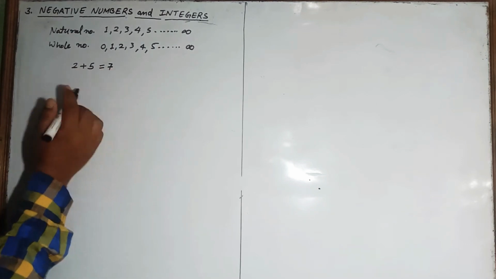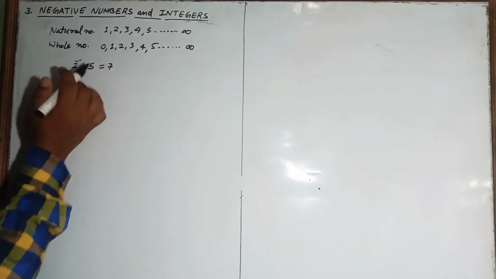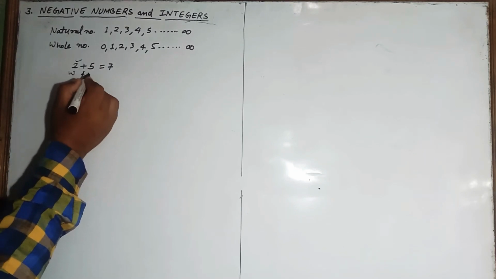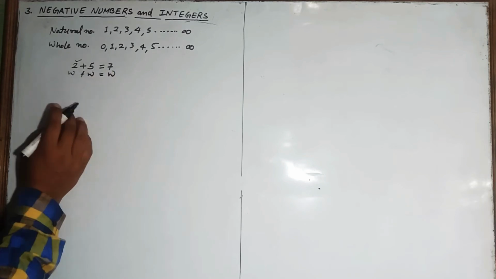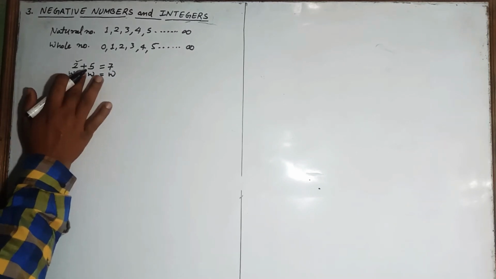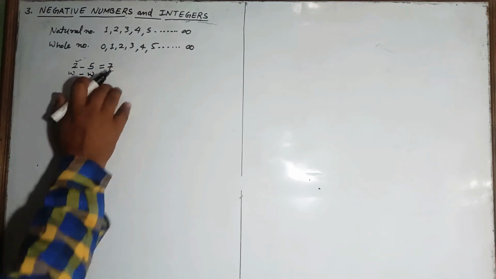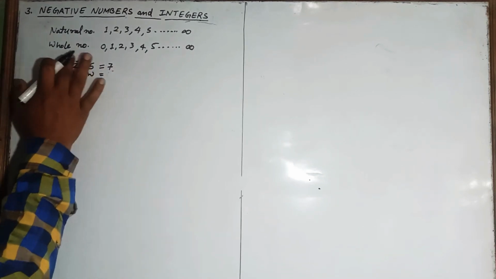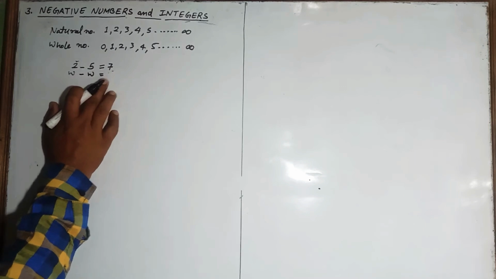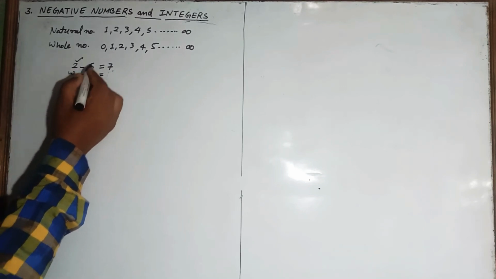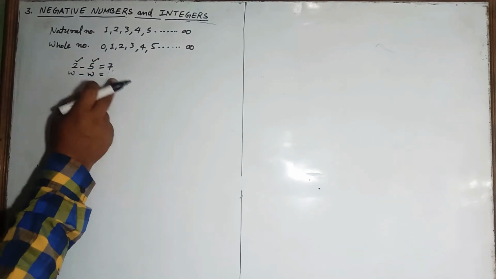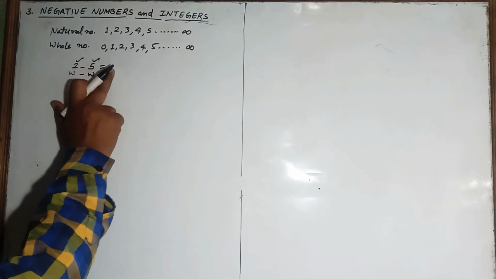We know that we can write it like this: whole number plus whole number will always give a whole number. But what if I change the sign to a negative sign? So what will be our result now? You can see 2 minus 5. 2 is a whole number, 5 is again a whole number, but the result will be quite different here.